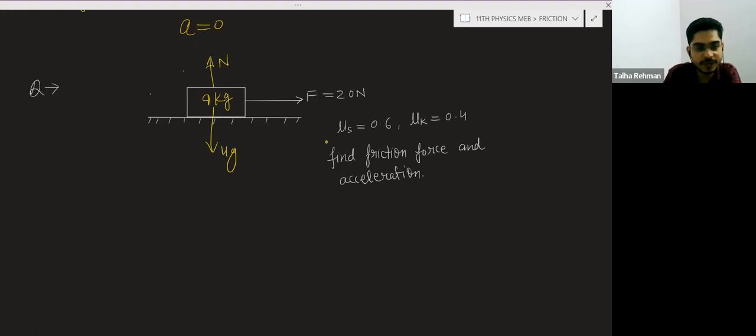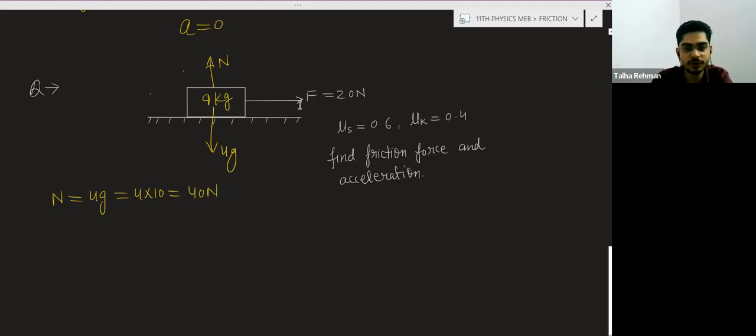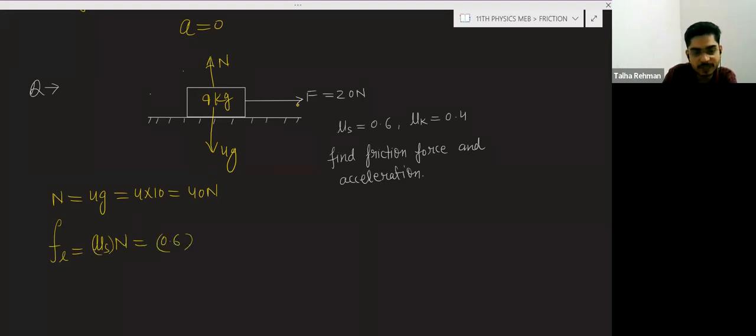As there is no vertical motion, the normal reaction is equal to 4g, 4 into 10, that is 40 Newton. Normal reaction will be 40 Newton. First, calculate the limiting friction force, that is mu s into N. What is mu s? 0.6. What is the normal reaction? 40. This will become 24 Newton.